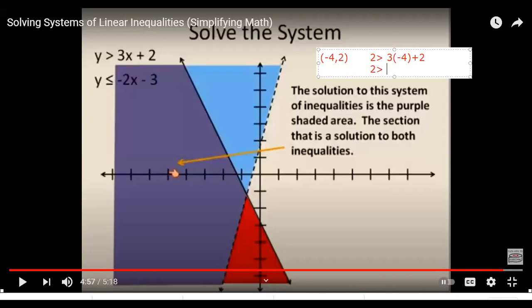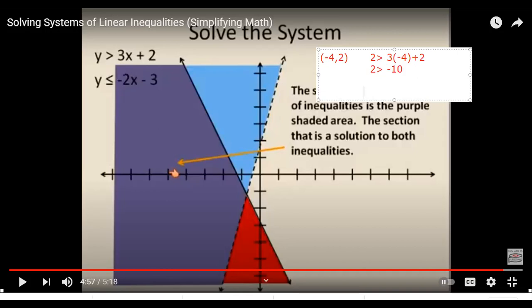What is 3 multiplied by -4? It will be how many? Negative 12. Okay, 3 times negative 4 will be negative 12. Plus 2 equals how many? Negative 10. Okay. Now is this inequality correct? 2 is greater than negative 10? Yes, it's correct. So let's check with the second one.